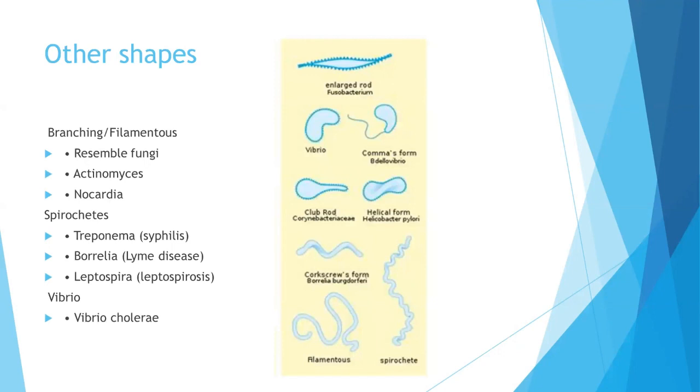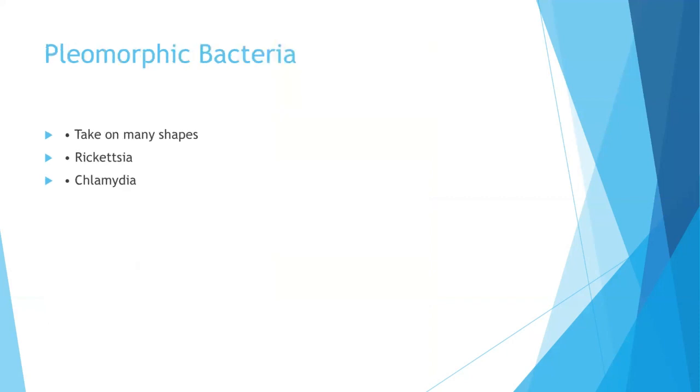There are some other shapes of bacteria, like branching filamentous bacteria, which can resemble fungi and are seen in the case of Actinomyces and Nocardia species. Spirochetes can be Treponema, syphilis, Borrelia, Lyme disease, and leptospirosis. Then there is the common comma-shaped bacterium Vibrio cholerae. Pleomorphic bacteria take on many shapes, like Rickettsia and Chlamydia.